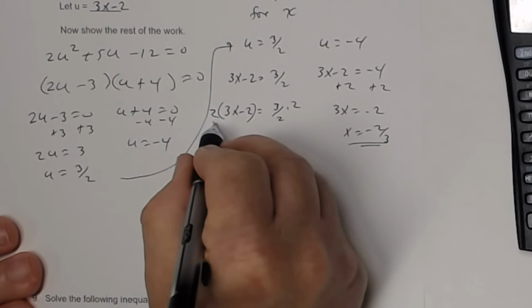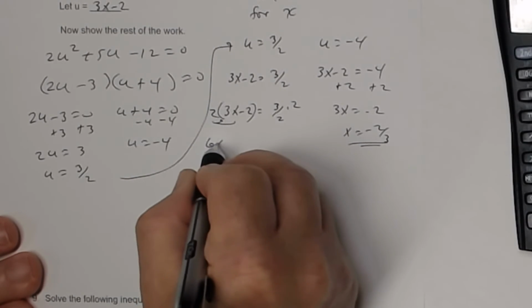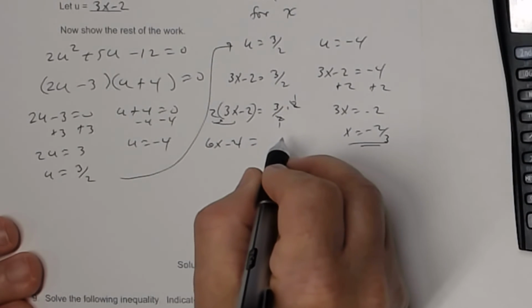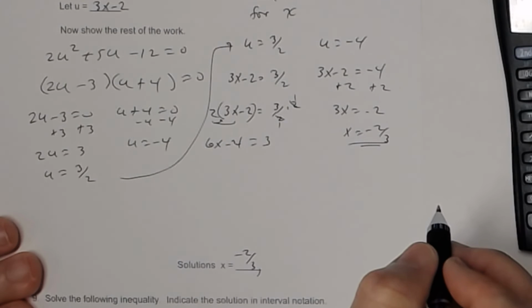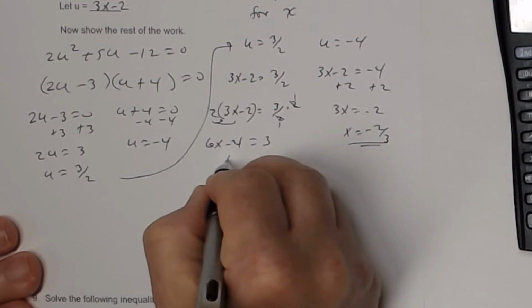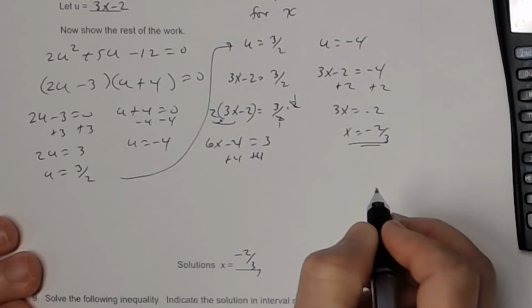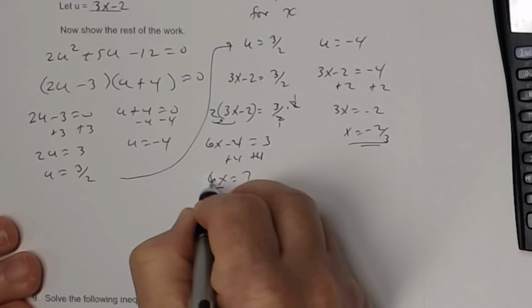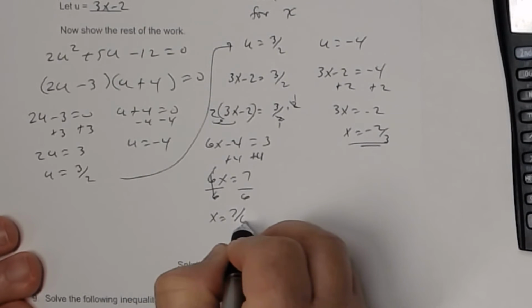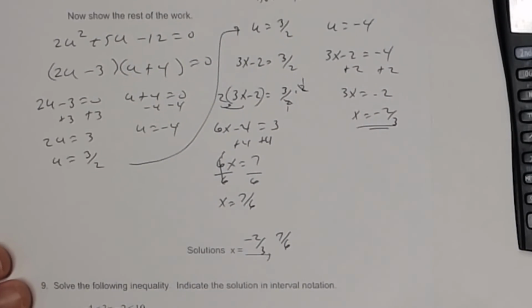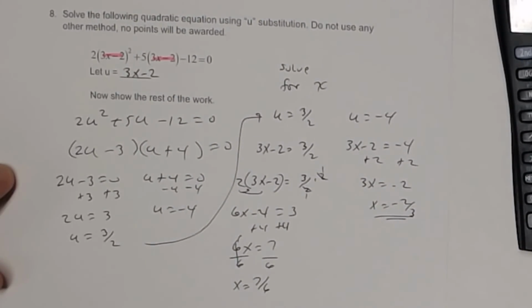So then I distribute. I get 2 times 3x is 6x, 2 times negative 2 is negative 4, equal, and these 2's divide out. That was the point of multiplying both sides by the least common denominator, and now this is easier to solve. So I'm going to add 4 to both sides, and I get 6x equals 7. Therefore, when I divide both sides by 6, I get x to be 7/6. All right, and that is the solution to this equation here.